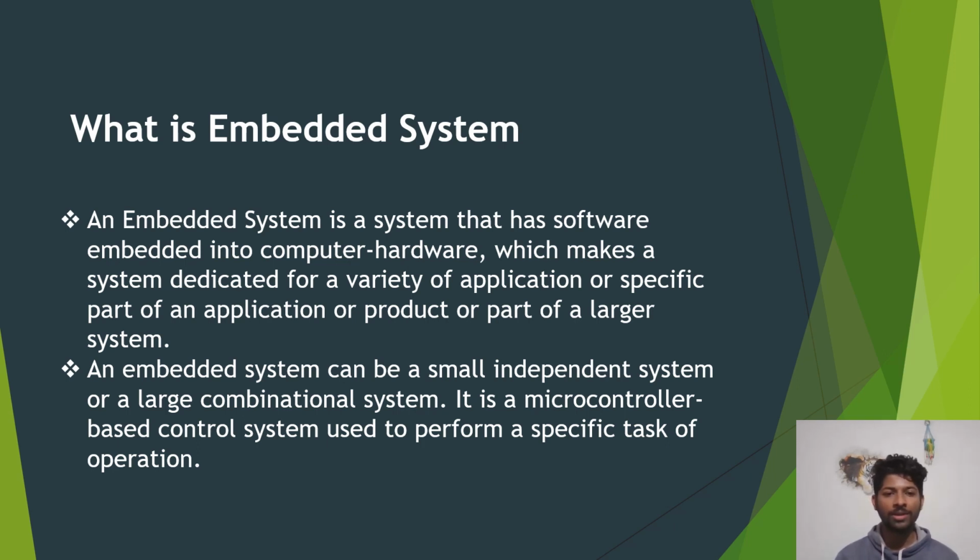So, what is an embedded system? An embedded system is a system that has software embedded into computer hardware, which makes the system dedicated to a variety of applications, or a specific part of an application or product, or part of a larger system. An embedded system can be a small independent system or a large combination system. It is a microcontroller-based control system used to perform a specific task or operation.